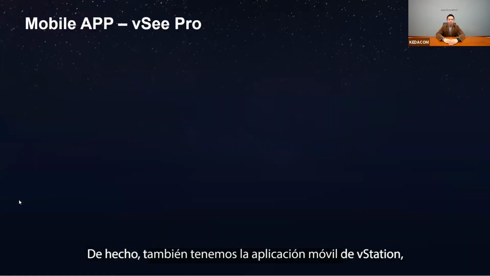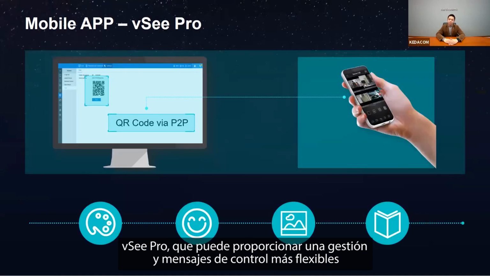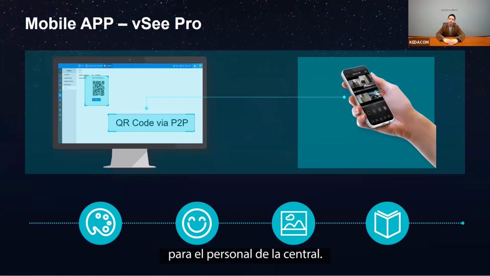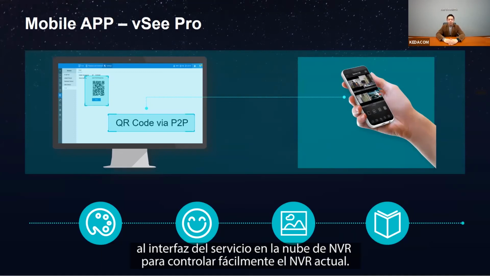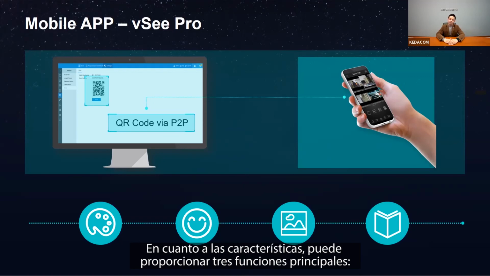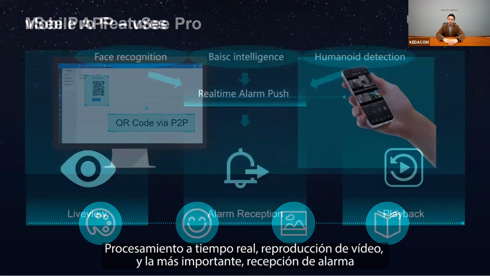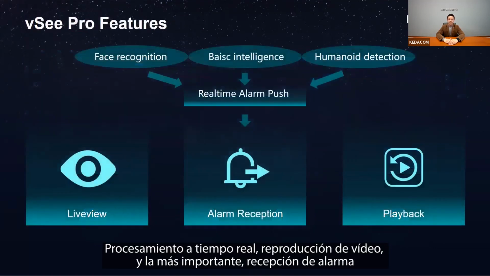Actually, we also have VStation's mobile application, VC Pro, which can provide more flexible management and control methods for the center staff. Users only need to scan the QR code with their mobile phone to the NVR's cloud service interface to easily control the current NVR. As for the features, it mainly provides three major functions: real-time browsing, video playback, and the most important one, alarm reception.